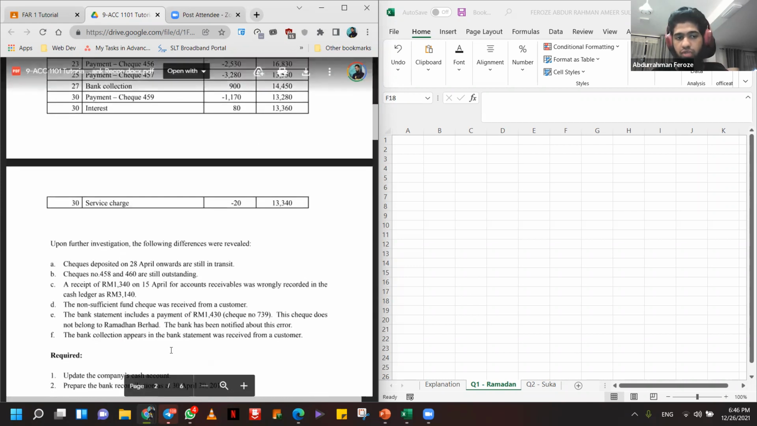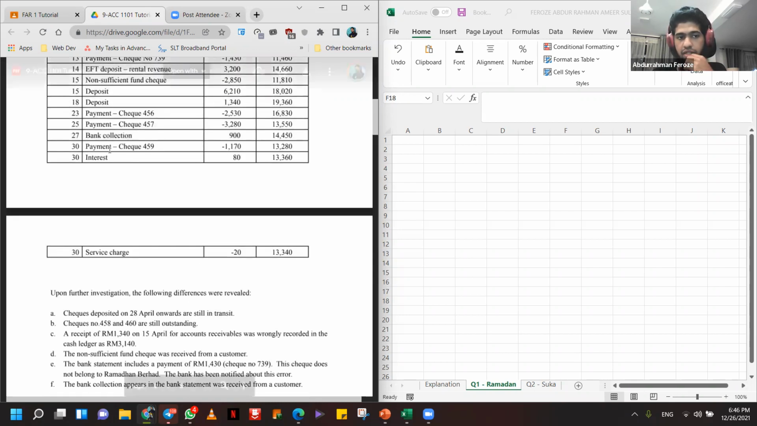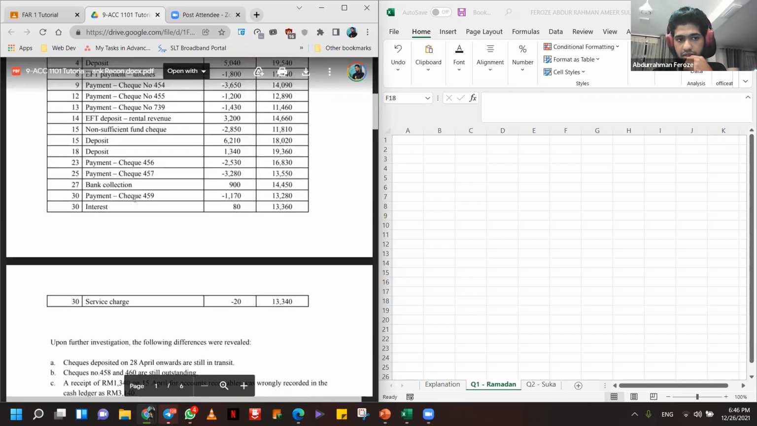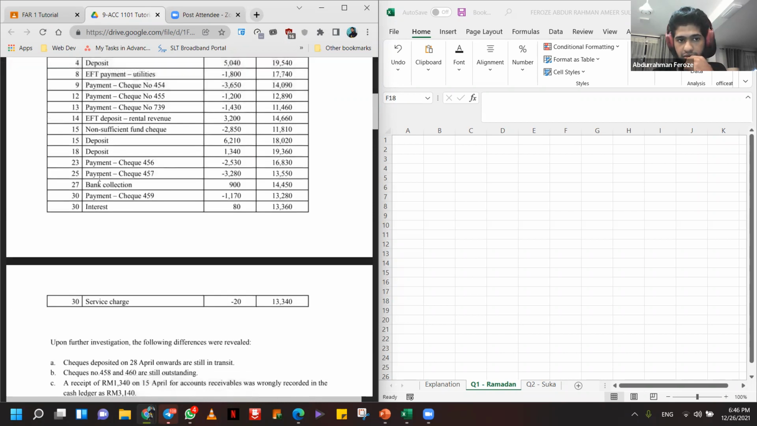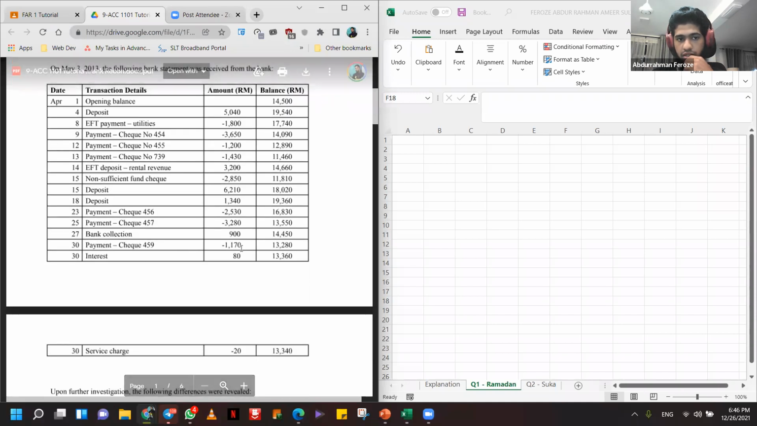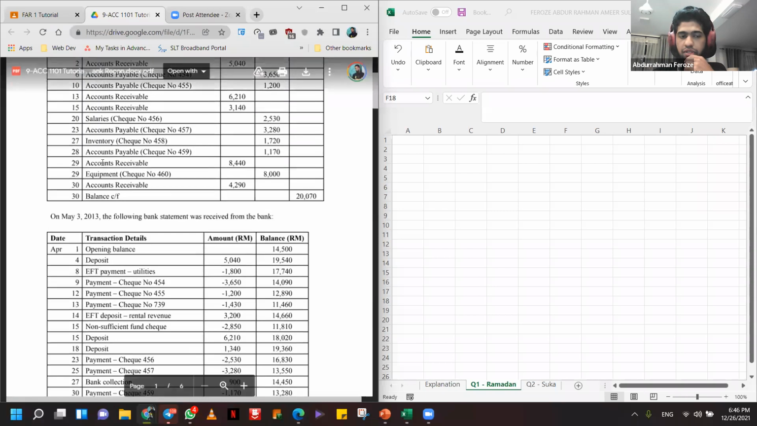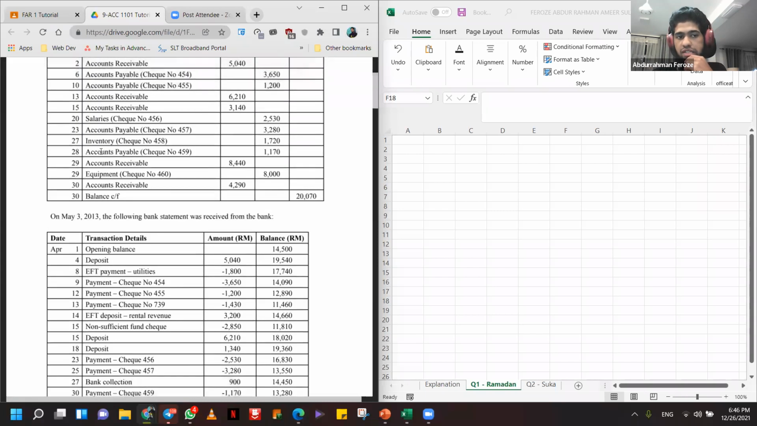And then we have to, of course, go through these points as well. So part A is checks deposited on 28th April onwards are still in transit. So checks deposited 28th April onwards. That means, when is 28th April? Yes, here. 28th April onwards. So there's check number 459 and check number 460.